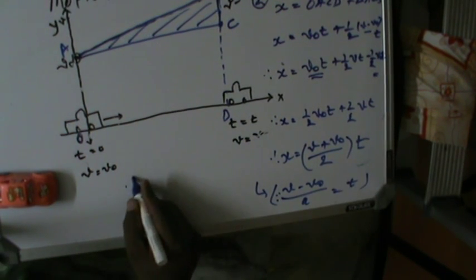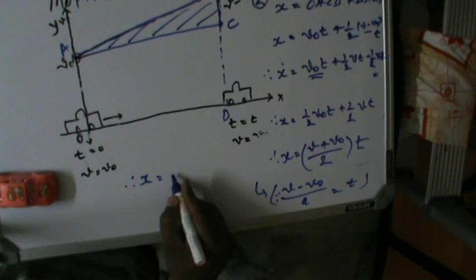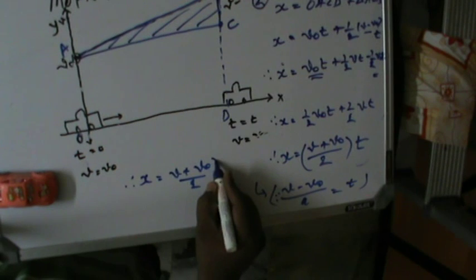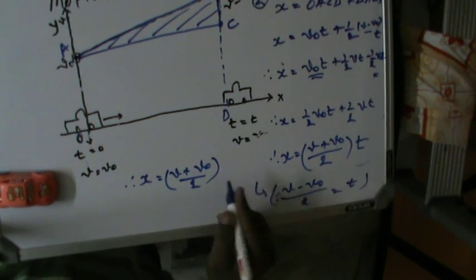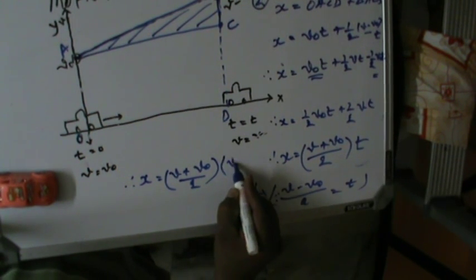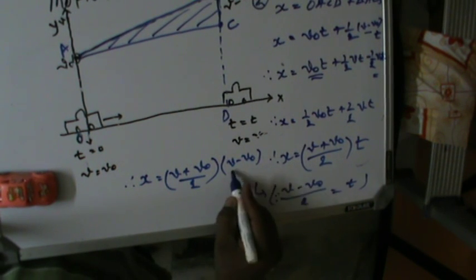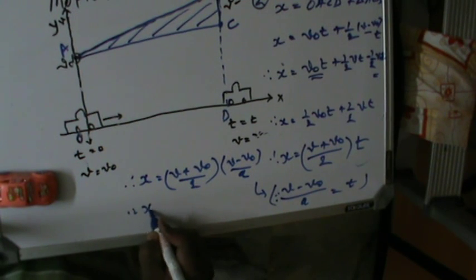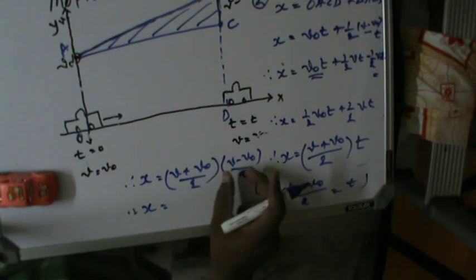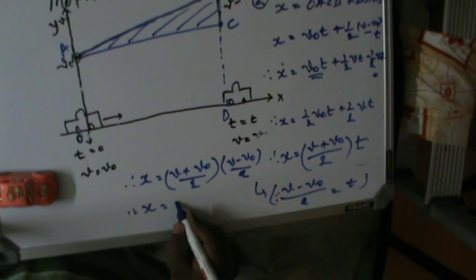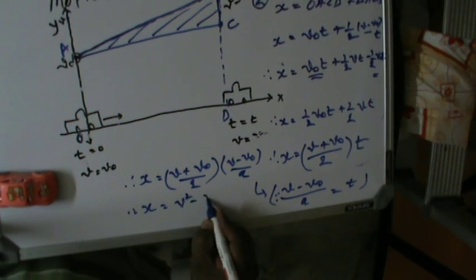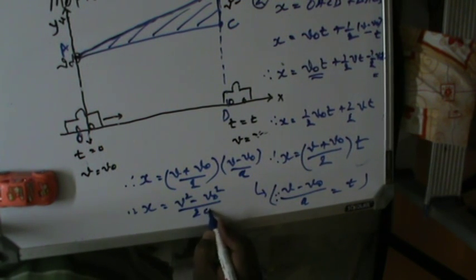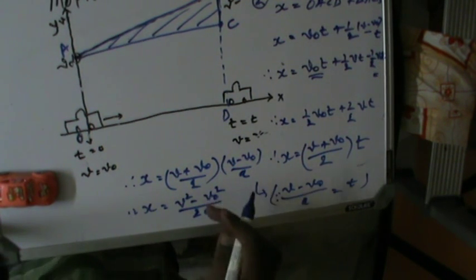So what we are getting here is x is equal to (v plus v0) upon 2, and time t is nothing but again (v minus v0) upon a. So simplify these equations. Using (a plus b)(a minus b), x is equal to (v square minus v0 square) upon 2a. So these are the simplifications.